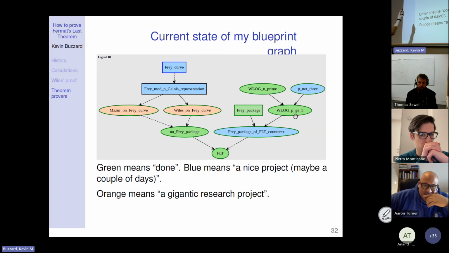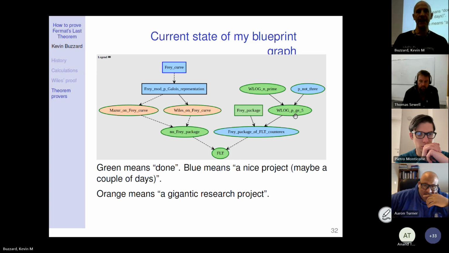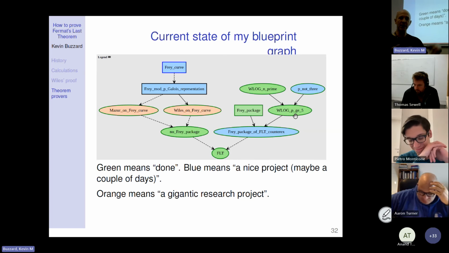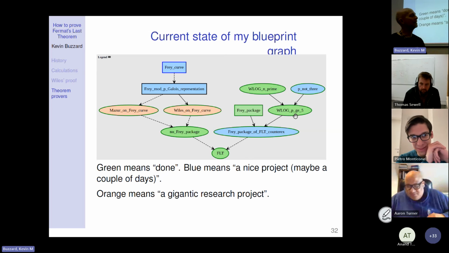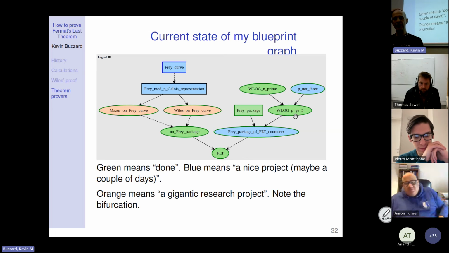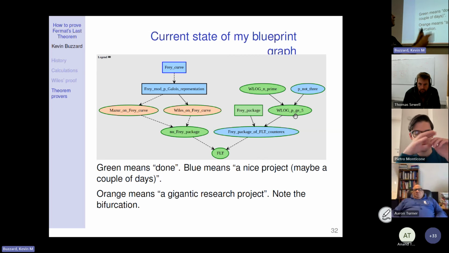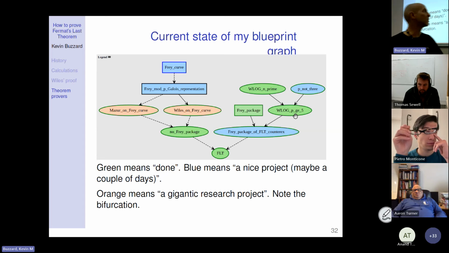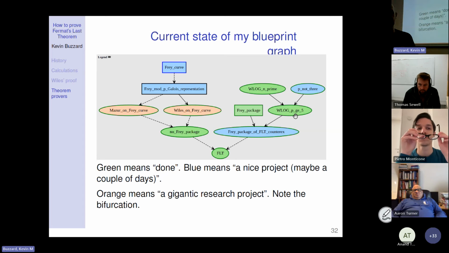And so orange means a gigantic research project. Orange could be 1,000 pages. And so then we're going to pull bits off. But this is what we have. And so already there's a bifurcation, right? Already I've reduced proving Fermat's last theorem into proving two completely disjoint projects. One is 1,000 pages and one is 2,000 pages. But they can be worked on totally independently.